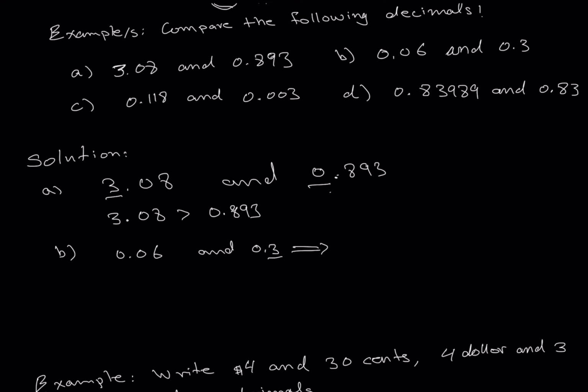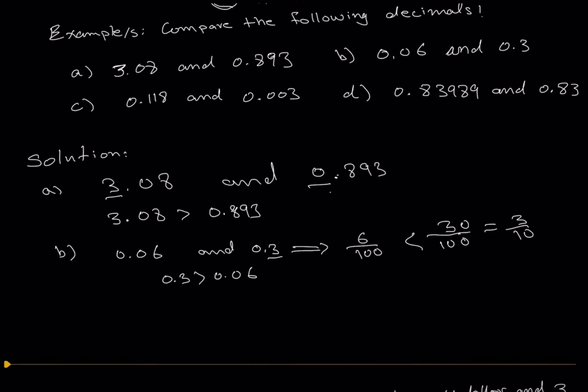If you're not sure, let's see something here. 0.06 we can write as 6 over 100, and 0.3 we can write as 3 over 10. If we multiply both the numerator and denominator of this fraction by 10, we get 30 over 100. Now we can compare, since we have the same denominators. Whichever has a larger numerator is the larger number. 3 over 10 or 30 over 100, they're the same. So 3 over 10 is bigger than 6 over 100, which tells me 0.3 is a larger number than 0.06.